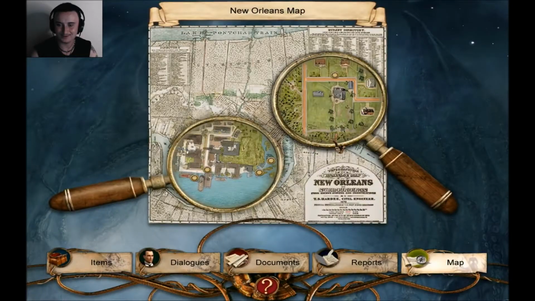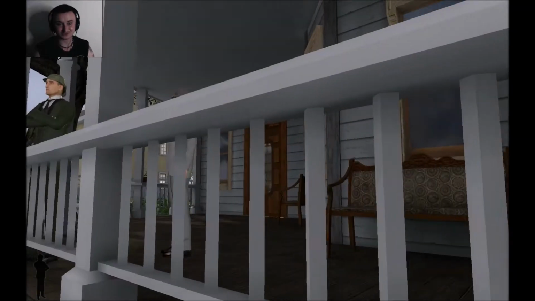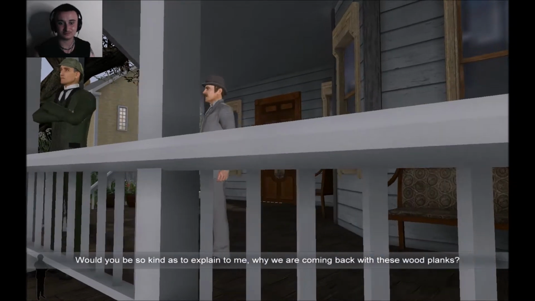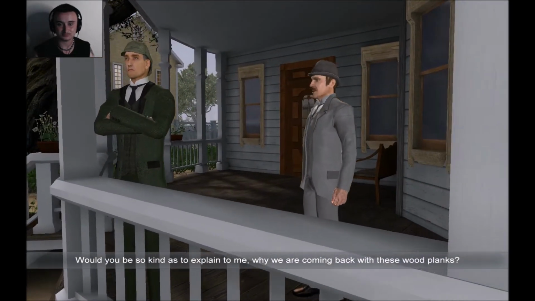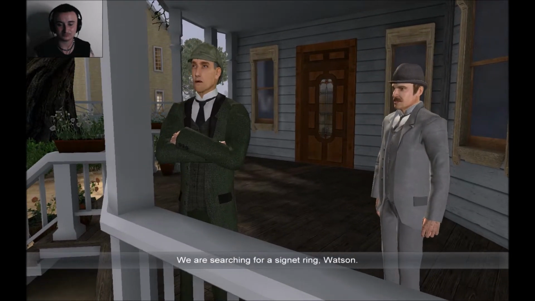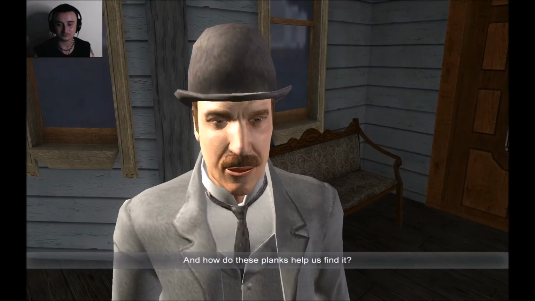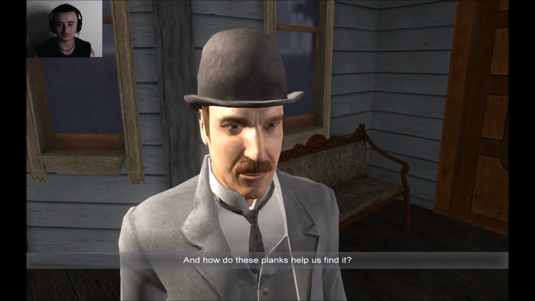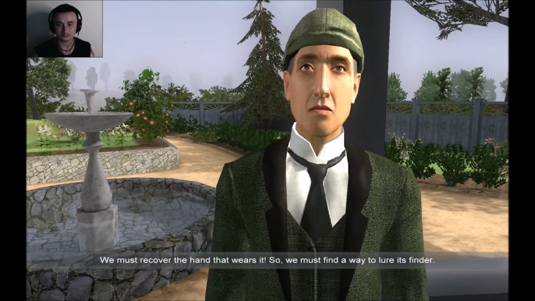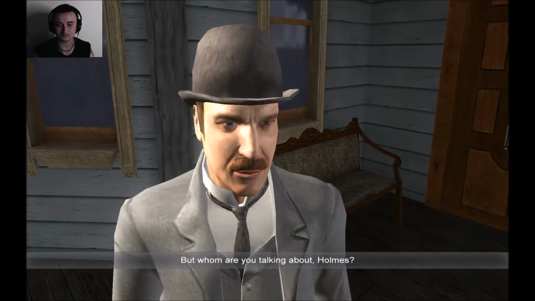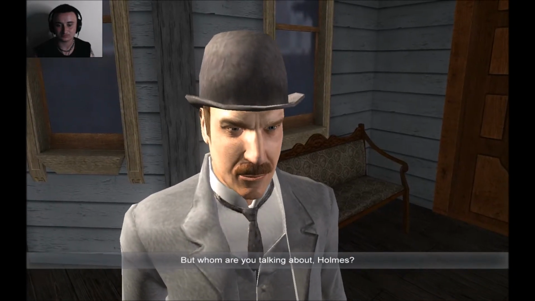I said we can go back, hello, to Arneson's house. Would you be so kind as to explain to me why we are coming back with these wood planks? We are searching for a signet ring, Watson. And how do these planks help us find it? We must recover the hand that wears it, so we must find a way to lure its finder. But whom are you talking about, Holmes?